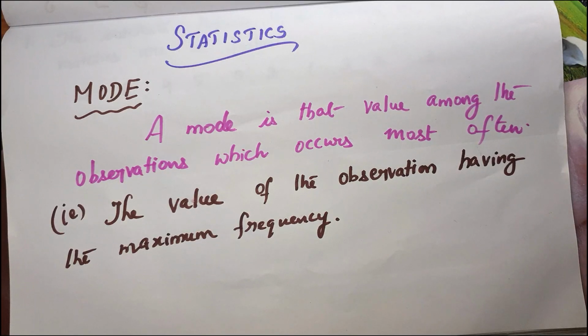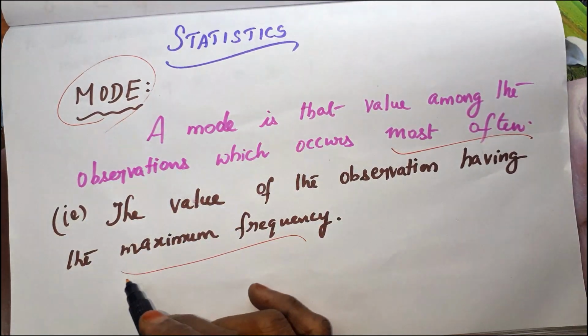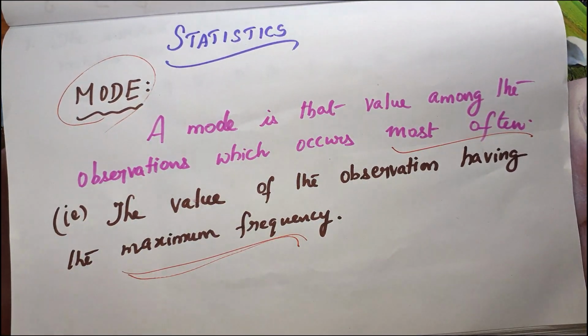Now we are going to see about mode. Mode is nothing but the value among the given data which occurs most often. That is, which is having the maximum frequency. So mode means which is having maximum frequency.